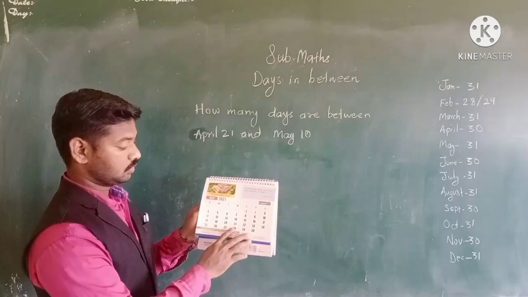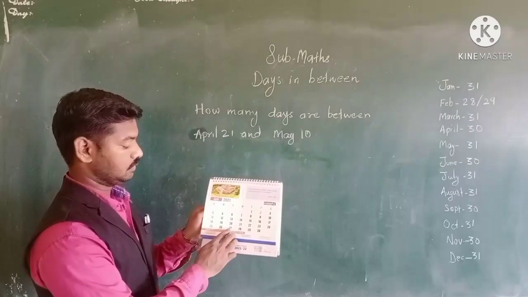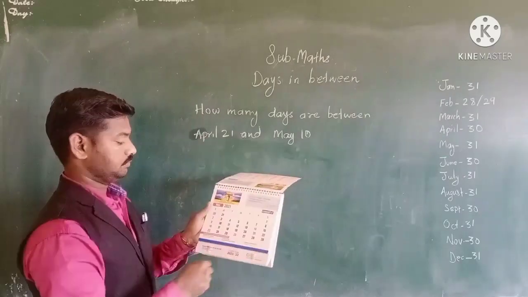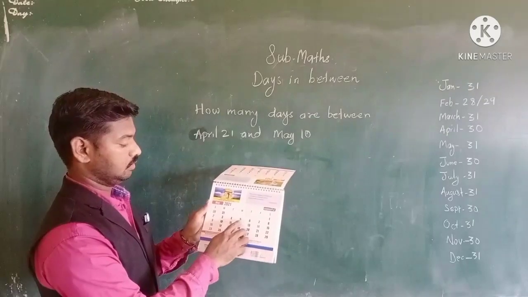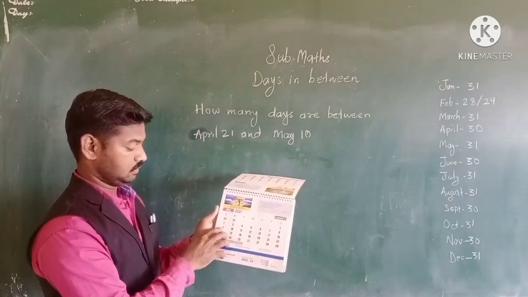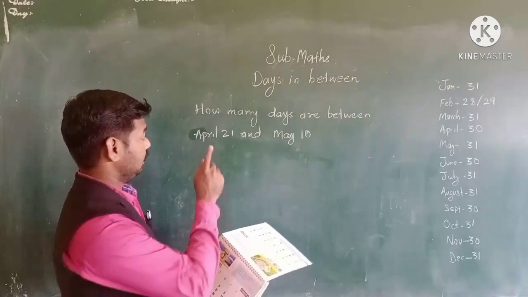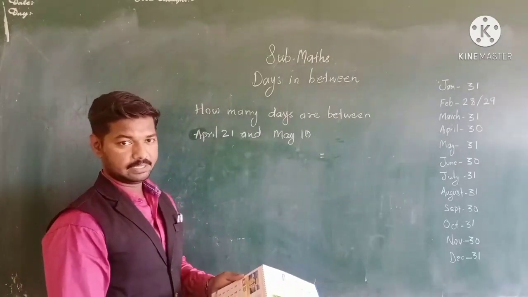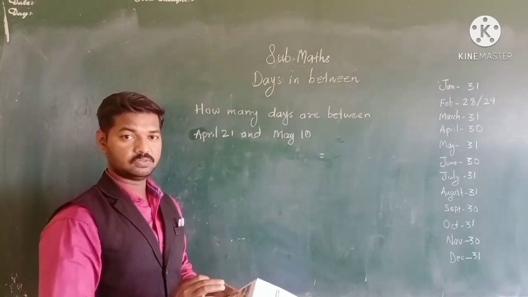Okay, so after 21: 1, 2, 3, 4, 5, 6, 7, 8, 9, 10, 11, 12, 13, 14, 15, 16, 17, 18. So how many days will be there? There will be 18 days in between April 21 and May 10. So with the help of a calendar it is possible. But if there is no calendar with you, then how can you find out? That we are going to see now.